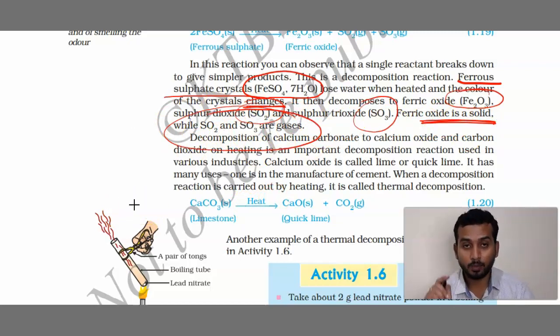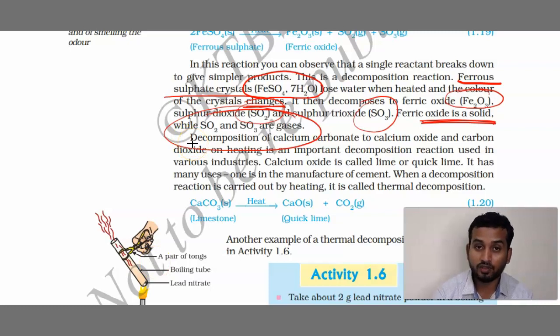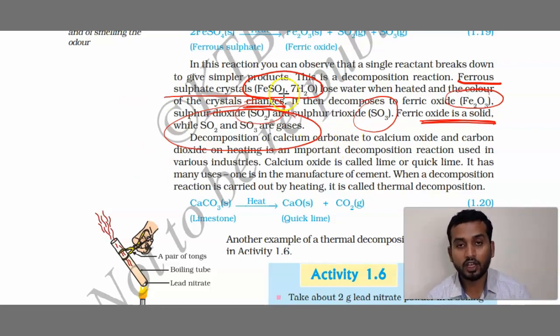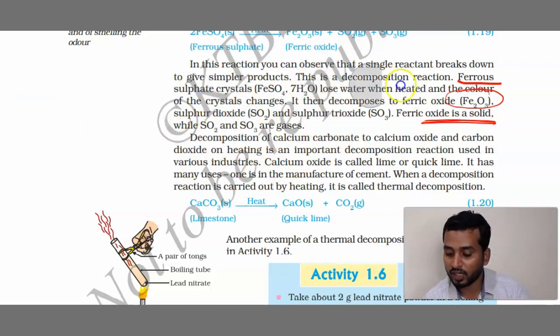This question has appeared. When we heat the ferrous sulphate crystals, which types of gases are produced? That is sulfur dioxide, SO2, and SO3. You need to write this. Which gases are produced when we heat the ferrous sulphate crystals? That is sulfur dioxide and sulfur trioxide. That is very important. You should not forget this.